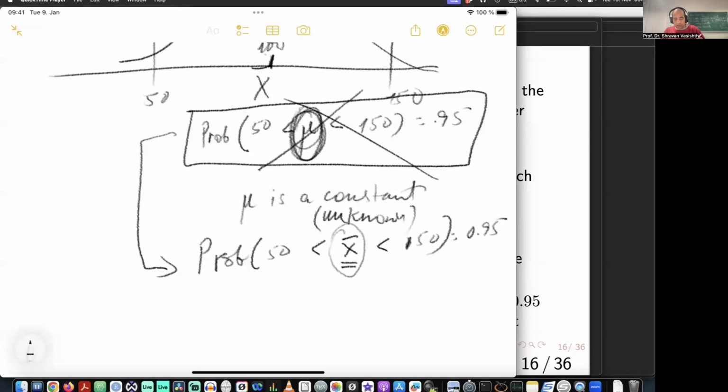So we cannot talk about the probability of mu lying between 50 and 150, but we can talk about the probability that the sample mean lies between 50 and 150 because this is a random variable. Right? Because it's only random variables that have probability density functions or probability mass functions associated with them. Constant numbers don't have probability density functions associated with them, right?